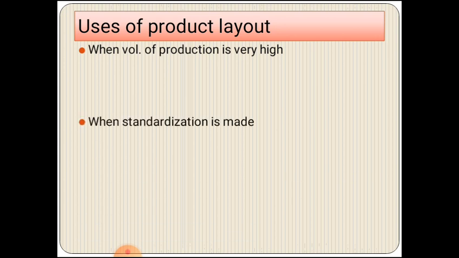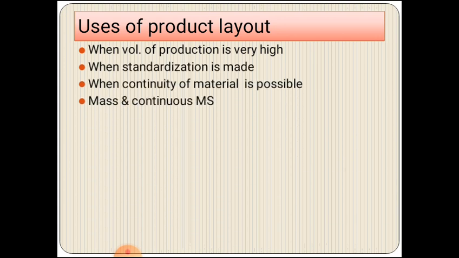Then uses of product layout. This point says where or when you can use a product layout. So if you want to produce a product in a very high quantity, then you can implement product layout. If your production has more orders, you have maximum demand, then you can use the product layout because there is a higher investment in product layout, but due to the higher investment there will be maximum production and obviously there will be maximum return to the company.